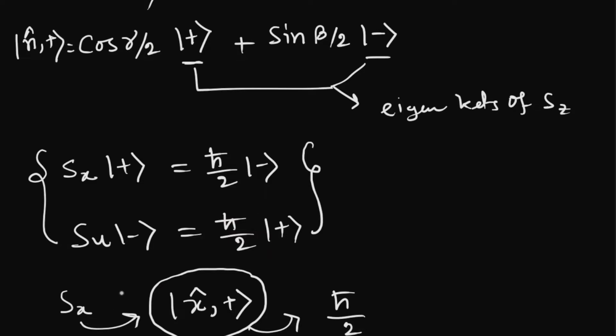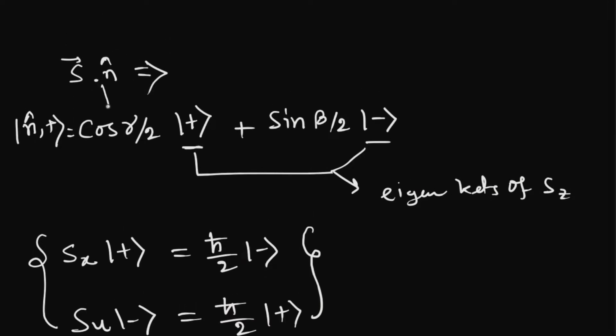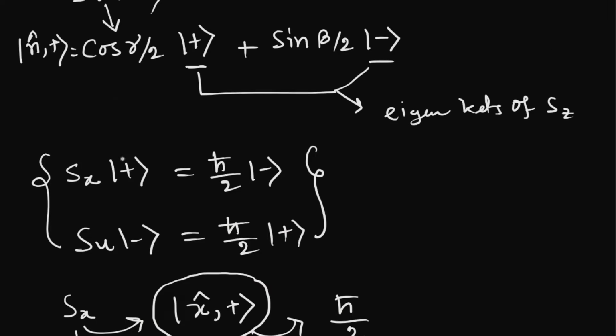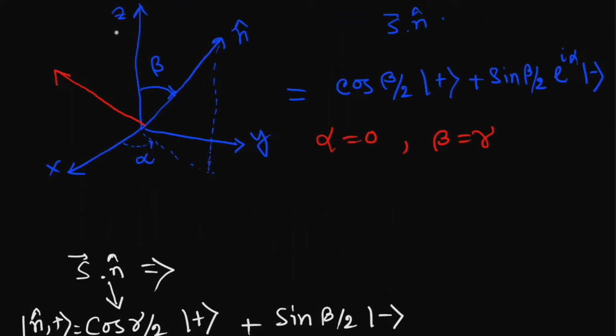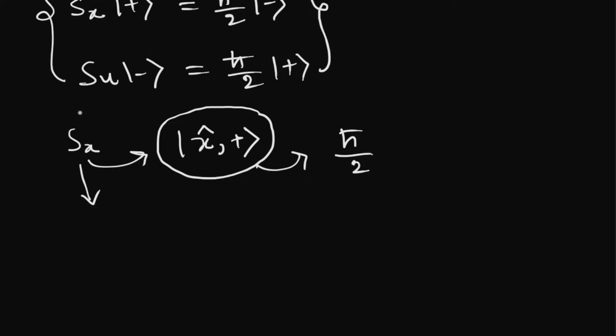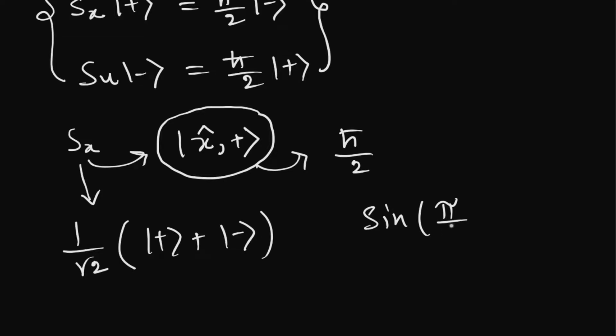Now similar to the eigenvector of S dot n cap, we can also write the eigenvector of Sx, because here the angle is given as gamma. For an n cap which is along x, what will gamma be? Gamma will be pi by 2. That means the eigenvector corresponding to the Sx operator is 1 by root 2 plus ket plus 1 by root 2 minus ket, since sin pi by 4 equals cos pi by 4 equals 1 by root 2.